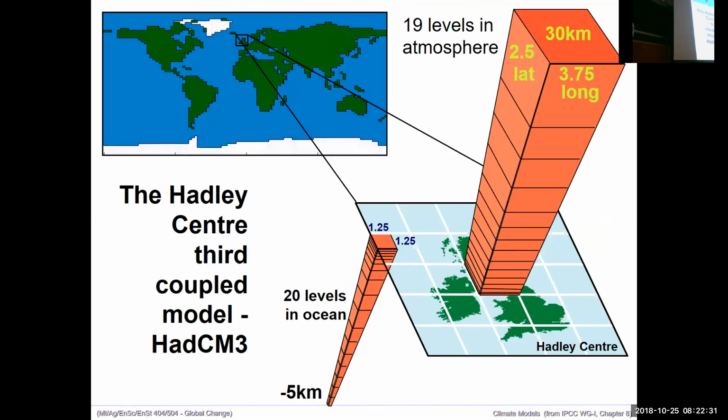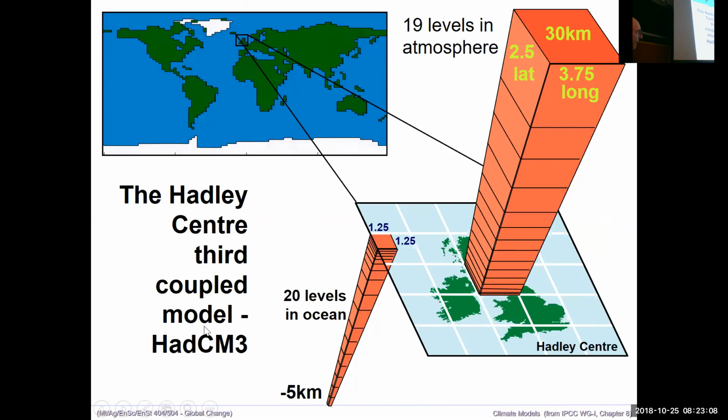Here's another portrayal of that. There are a bunch of different climate models that are out there. One of them is known as the Hadley Center Third Coupled Model. They have these code names, HadCM3. Hadley, that's like the Hadley cell. In the United Kingdom, their main climate research center is called the Hadley Center for Climate and Atmospheric Research or something like that. So the Hadley Center Third Coupled Model.